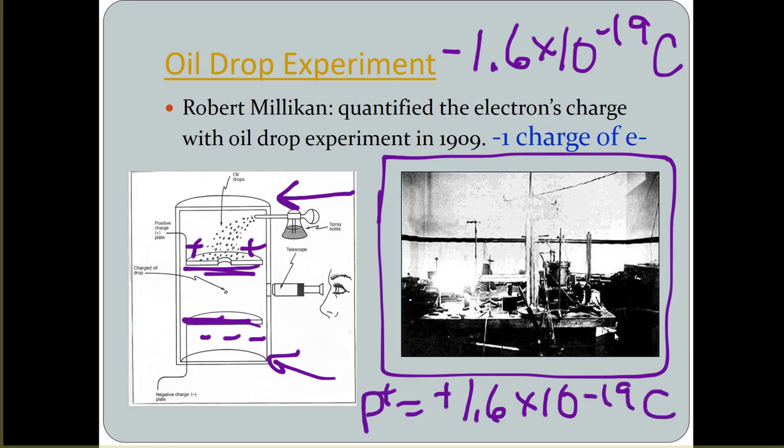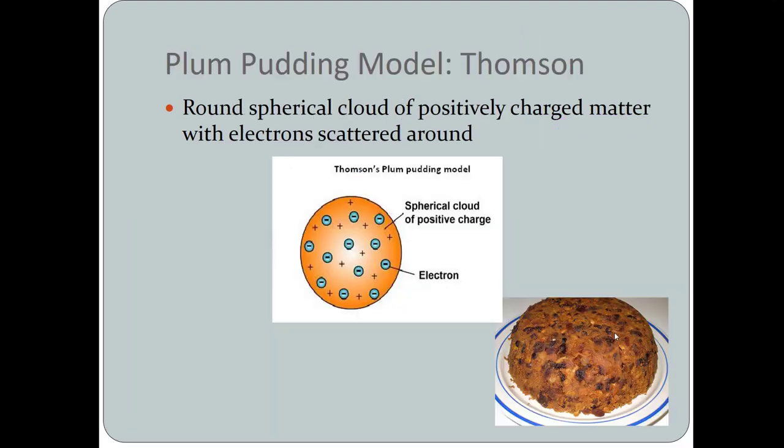And so I just find that fascinating. It has the exact same amount of charge, but just the opposite sign. Because they both have the same amount of charge, just to make things easier, we say that an electron has a charge of -1 and a proton has a charge of +1, because it's the same value, but just oppositely charged. So the quantified charge of the electron occurred in 1909.